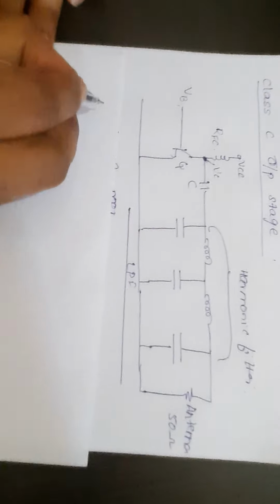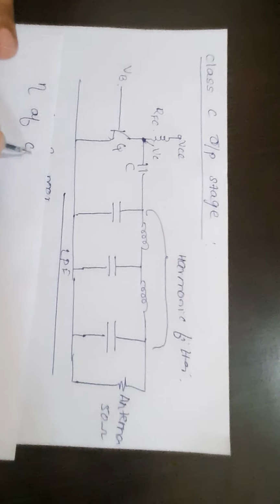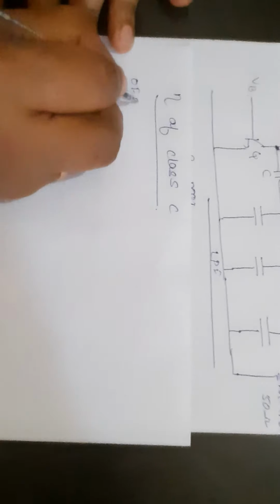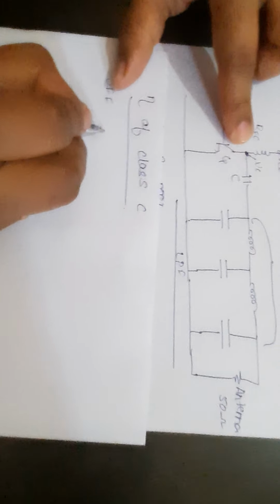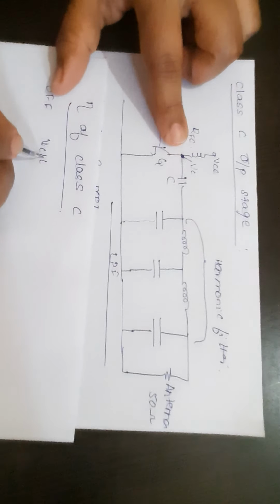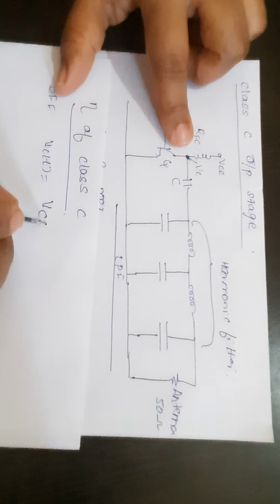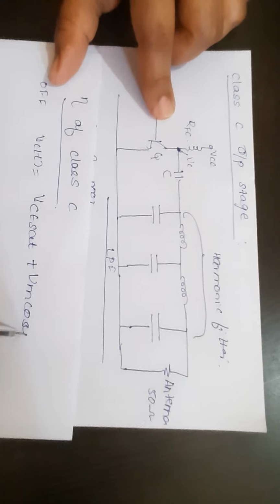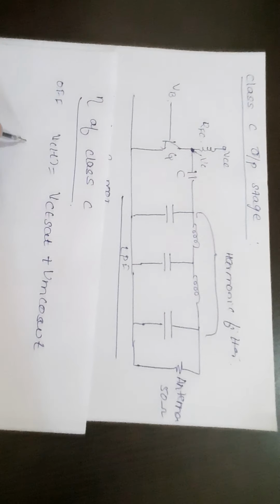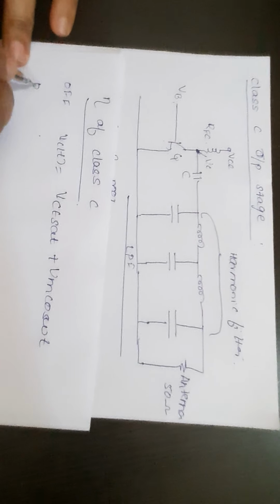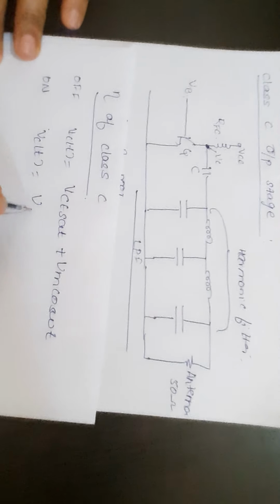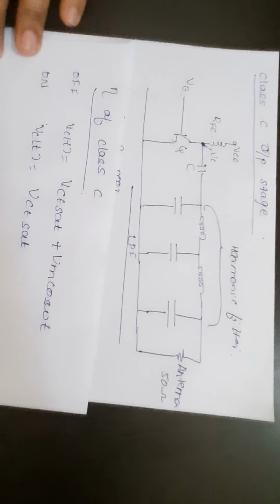Efficiency is calculated in this way. Efficiency of class C: when the transistor is off, the voltage VC of T is VCE saturation plus Vm cos omega T, the inductor voltage. And when the transistor is on, VC of T is given as VCE saturation.